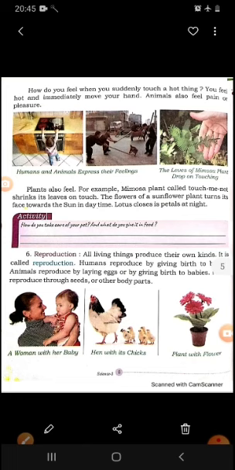Similarly, plants also reproduce. A mango tree can reproduce another mango tree. But how? Yes, through the seeds. When you sow a mango seed, it will give a mango plant. So, a mango reproduces a species of its own kind.